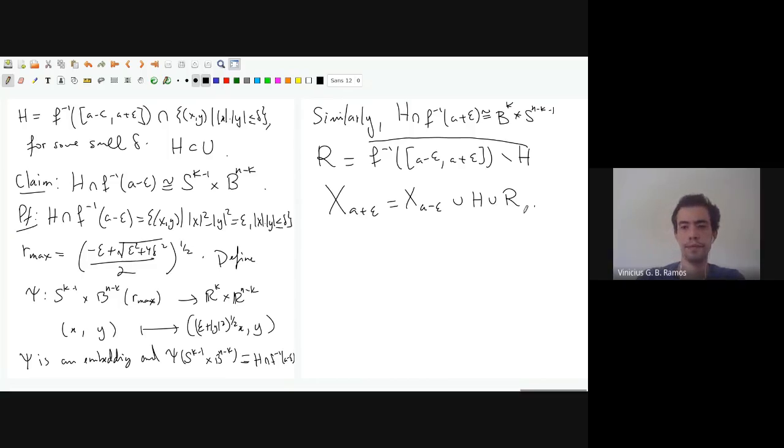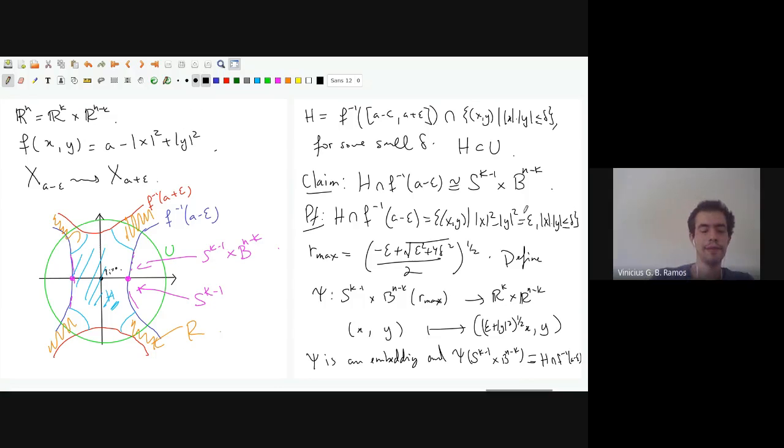Okay, let me go back. So you see, to go from A minus epsilon to A plus epsilon, what I have to do is add H and add this R. But the point is that the R is actually easy. The R, as I'll say in just a few minutes, there's nothing going on with R. There's nothing very interesting going on with R. R is just a product.